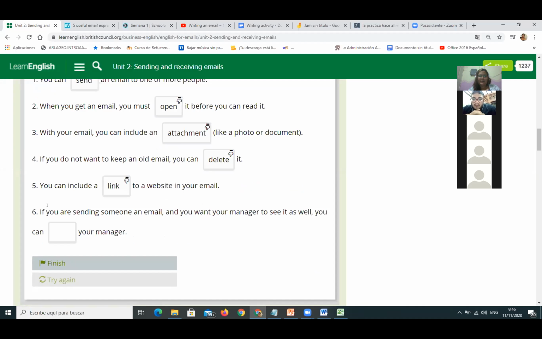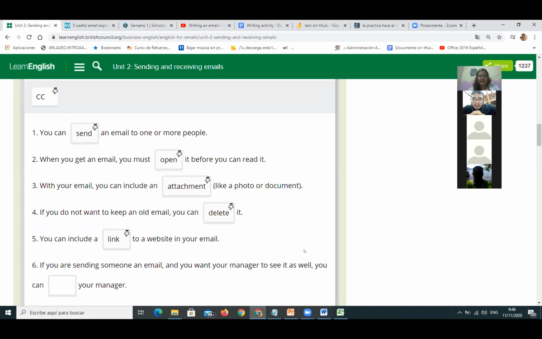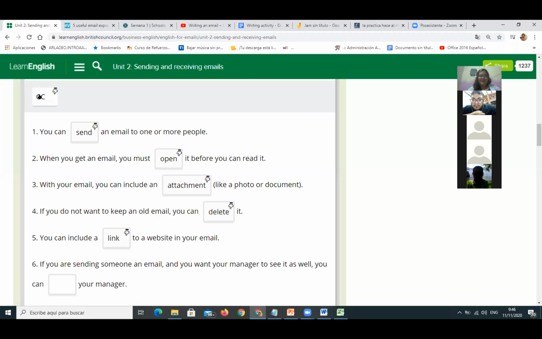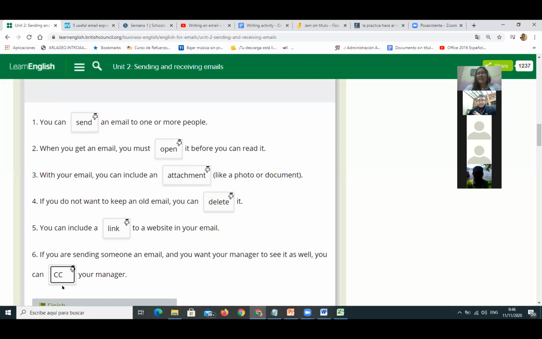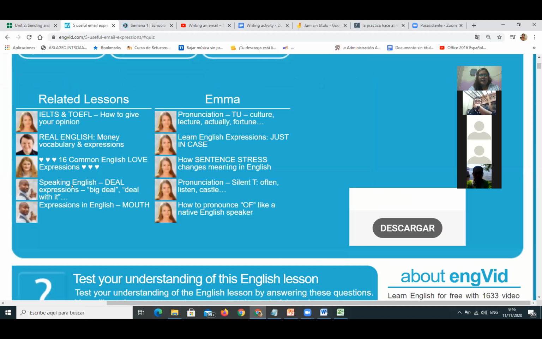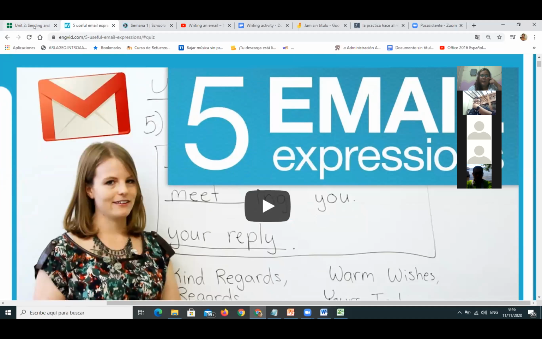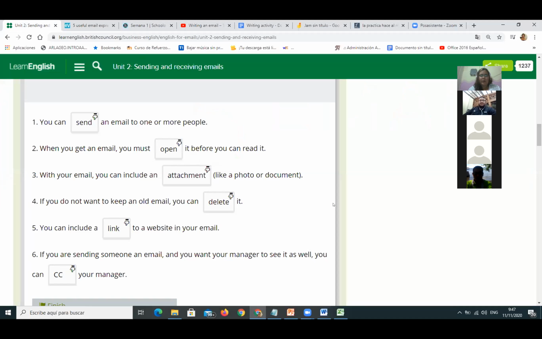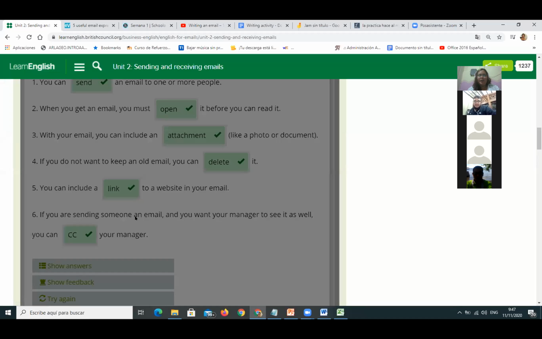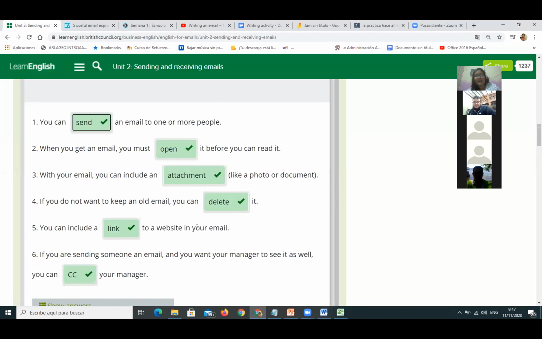Carlos, what about number six? If you are sending someone an email and you want your manager to see it as well, you can CC your manager. Correct. You can say CC. If you remember, in the video of the girl, the useful expressions, she said that you can say CC or just CC to say copy. Okay, so I'm just going to check this exercise. I'm pretty sure that you got 100 in each exercise.